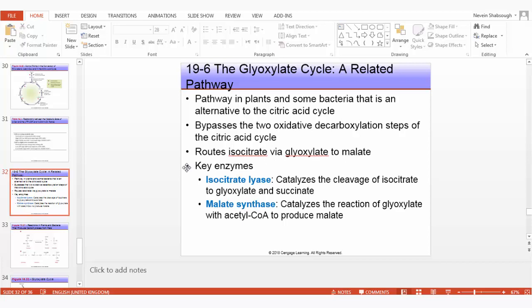to malate. Now, the two key enzymes that are responsible for the ability of plants and bacteria to produce glucose from fatty acids are isocitrate lyase, which cleaves isocitrate to glyoxylate and succinate, and malate synthase, which catalyzes the reaction of glyoxylate with acetyl-CoA to produce malate. Now, these two reactions in succession bypass the two oxidative decarboxylation steps of the citric acid cycle. So the net result is an alternative pathway called the glyoxylate cycle.